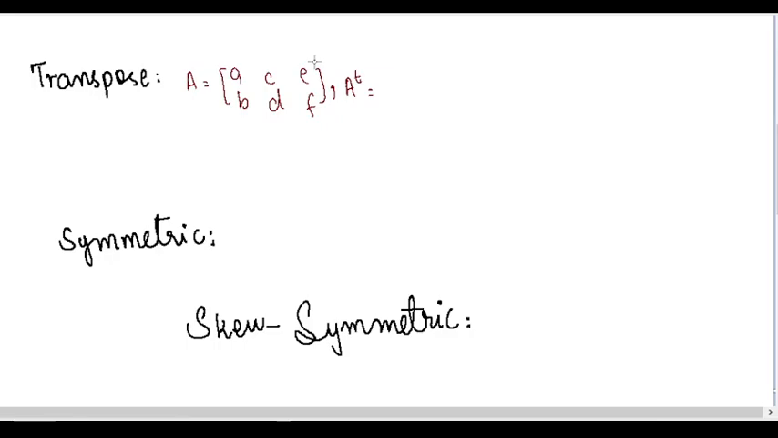Bismillahirrahmanirrahim. We are going to start question number 4 of exercise 2.1, class 11 maths. For this you must know how to take the transpose of a matrix. Let's say there is a matrix A which is equal to [A, B; C, D; E, F]. How do we take its transpose?